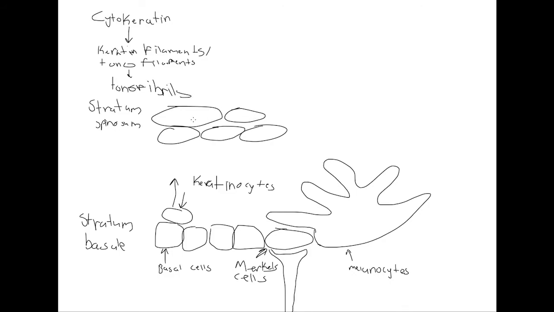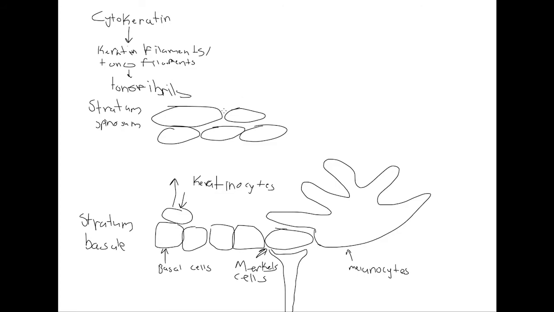And what are tonofibrils going to do? Well, after these tonofilaments have bundled together to form these tonofibrils, they're actually going to help anchor desmosomes to the cell membrane. So they basically help make sure that the desmosomes are anchored to the cell membrane in keratinocytes. And we'll talk about desmosomes in a sec. But that's pretty much the gist of tonofibrils, which are basically just bundles of tonofilaments.